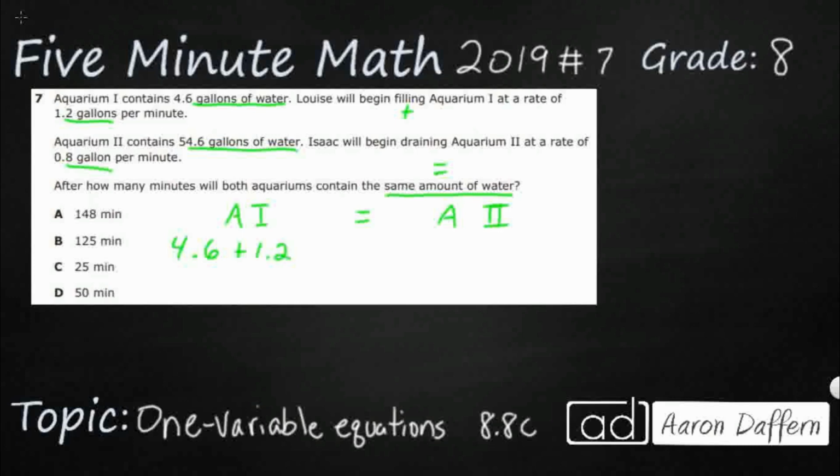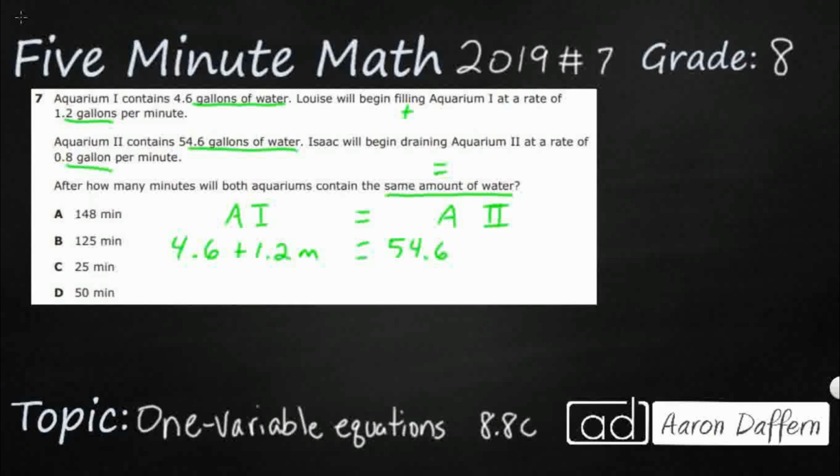1.2 per minute. They don't give us what it's going to equal, so let's just call it M. So 1.2 gallons per minute. So I'm going to multiply those two. So there's my basic statement there. 4.6 plus 1.2M. Let's see what A2 has. Wow, 54.6. That's a lot more. How are those two going to be equal?